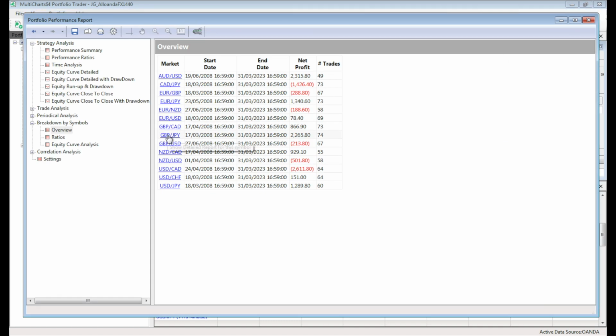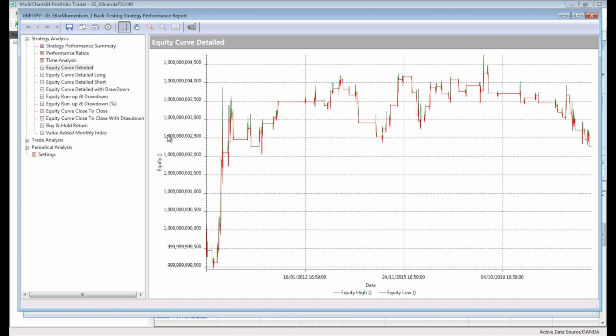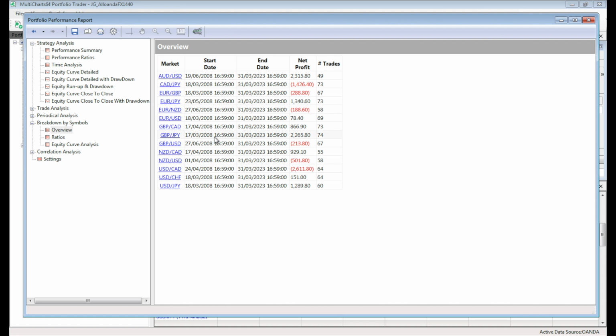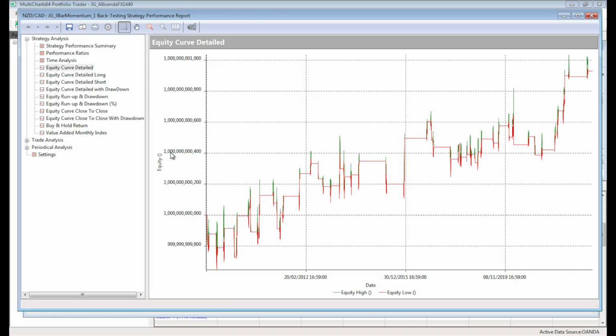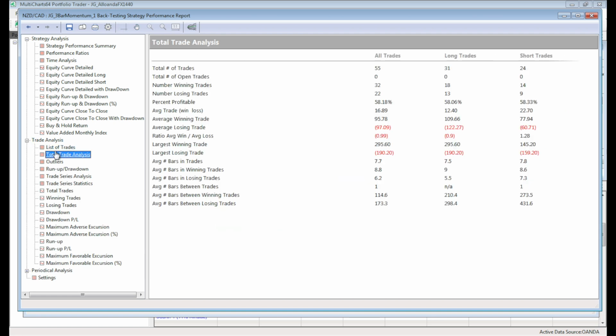Pound Japanese yen is profitable, although it's got a bad equity curve. It looks like most of these gains were made very early on, probably in 2008, and then it's just gone sideways ever since. Pound dollar, not profitable. New Zealand Canadian dollar makes a little bit of profit, and the equity curve is certainly going up. Average trade is okay at nearly 17 pips.